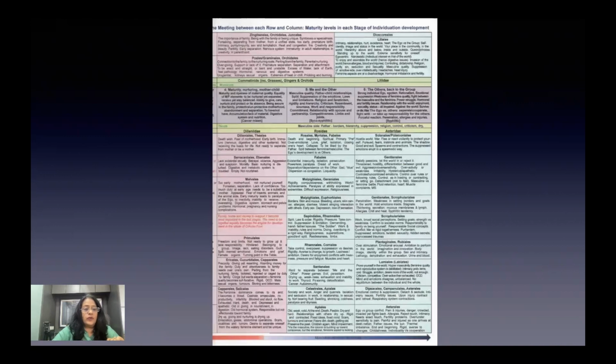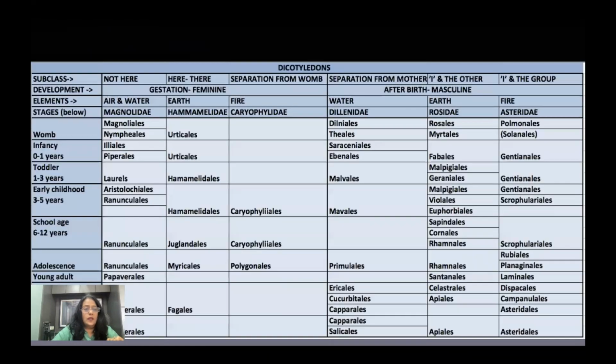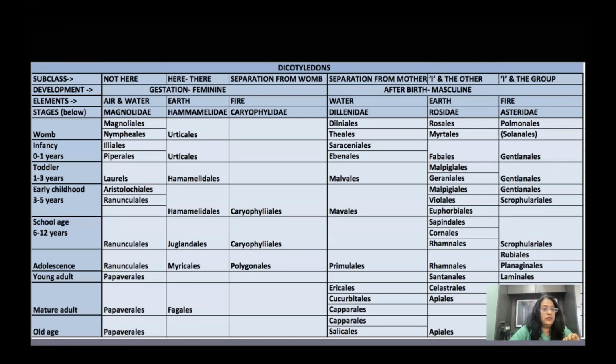This is again 4, 5, 6 subclasses, and these are 9 rows. This is how we see our remedies nowadays. This is womb, infancy, toddler, early childhood, school, adolescence, young adult, mature adult, and old age. And here we have 6 subclasses. Subclass 1, subclass 2, 3, 1, 2, 3. So we have 6.